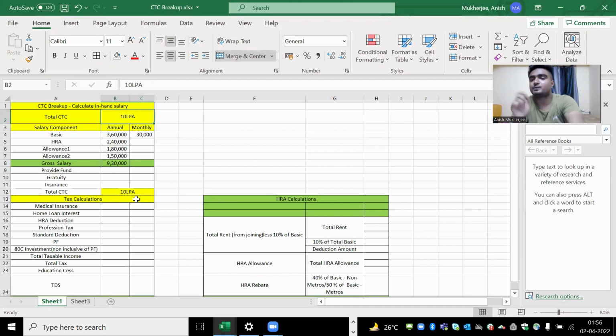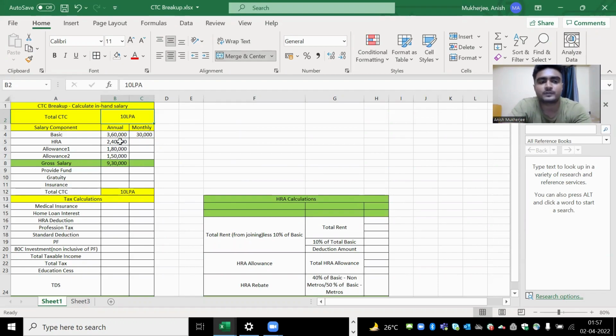What you need to keep in mind is that there is something called gross salary, and that is the amount you can approximately expect to be paid at the end of the month. If you calculate your gross salary, that is how you will be able to get your monthly in-hand salary, and you will have a clearer picture of how to calculate this on your own.